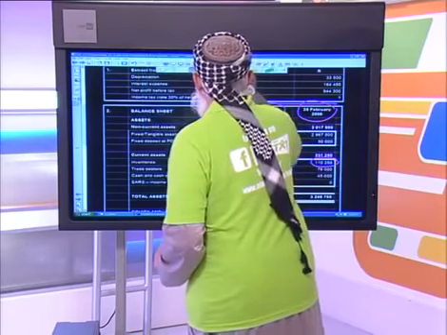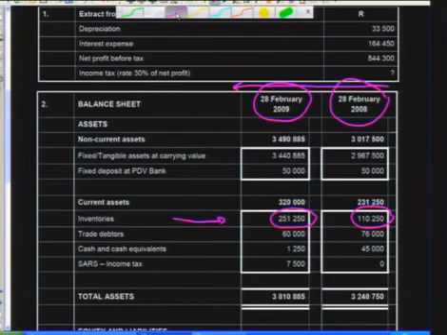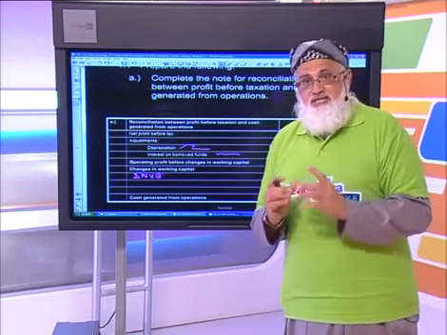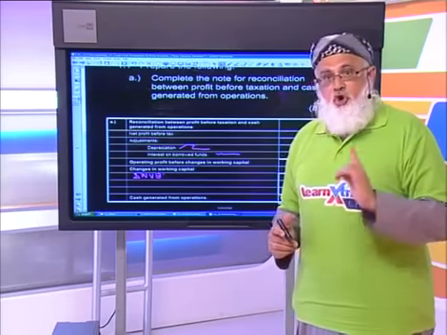Okie dokie, let's go there. And immediately what we do is, in our answer book, we say inventories, there's my inventories, and the answer here is 141,000, and because it was an asset increasing in value, it meant that that figure had to appear in a bracket to indicate a utilization of funds.